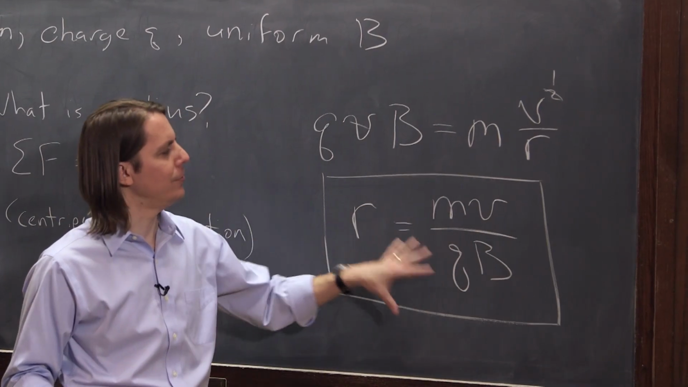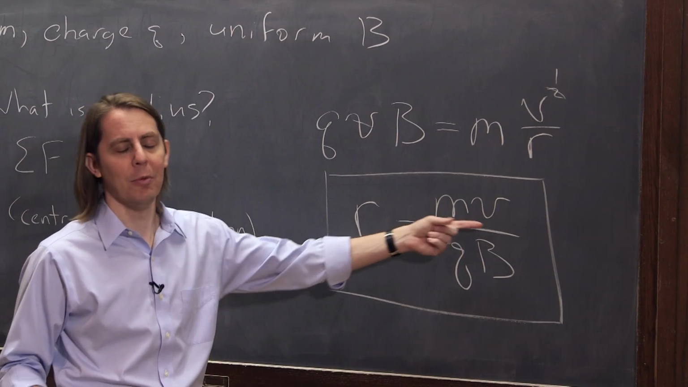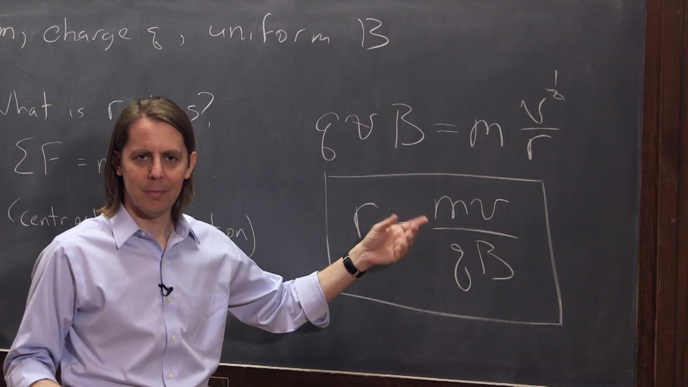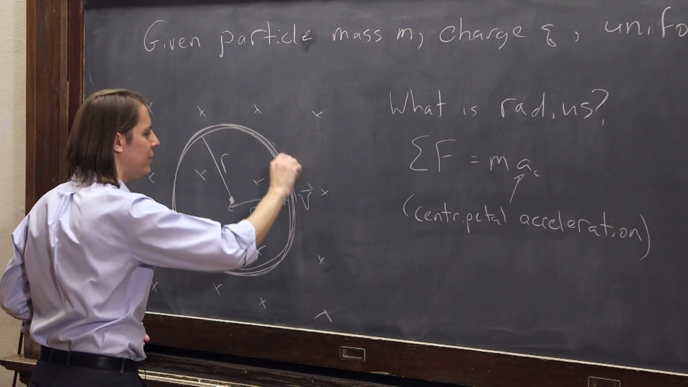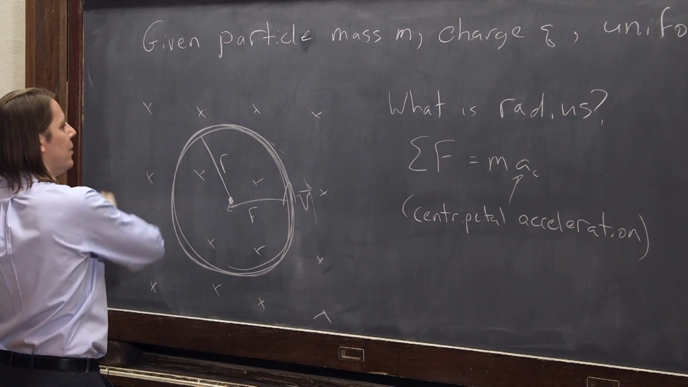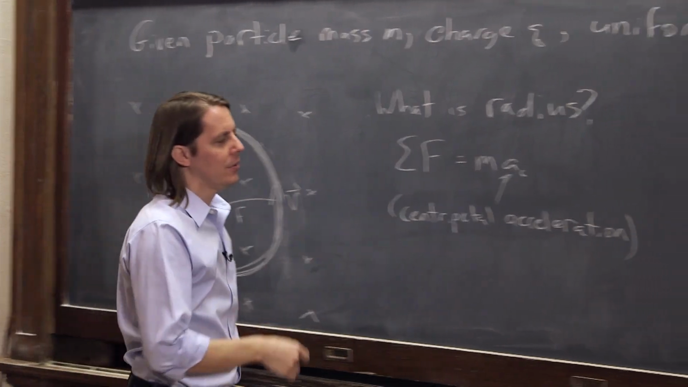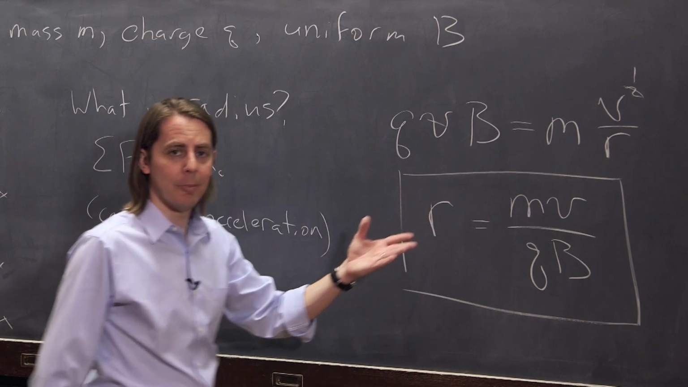It kind of makes sense too if you look at it. This is the momentum of the particle, right? Mass times velocity. It kind of makes sense. The more momentum it has, the harder it is for the field to get it to turn. Right? So the bigger the momentum, the bigger the radius. That's why it's in the top.